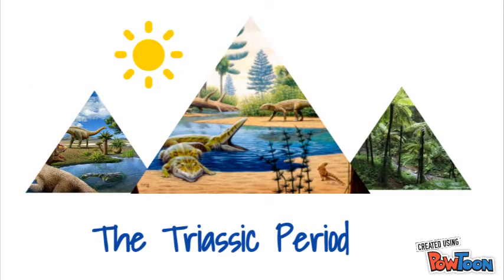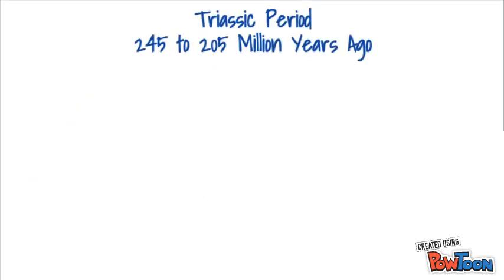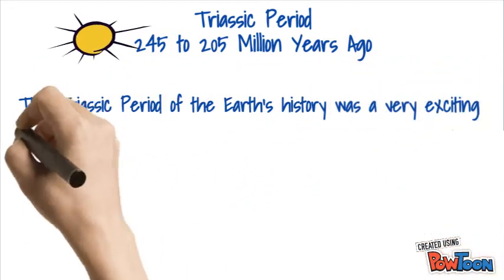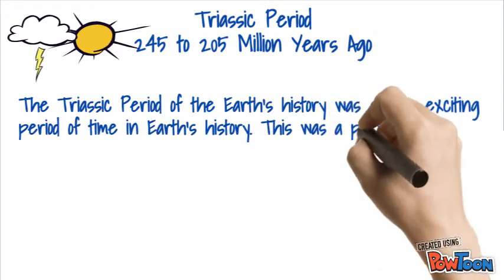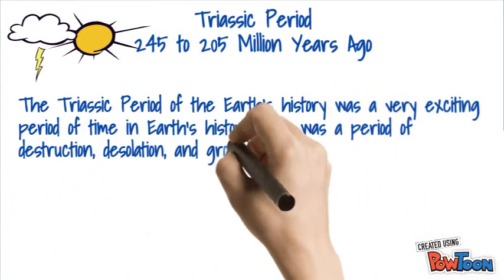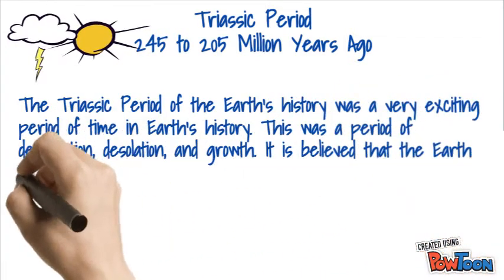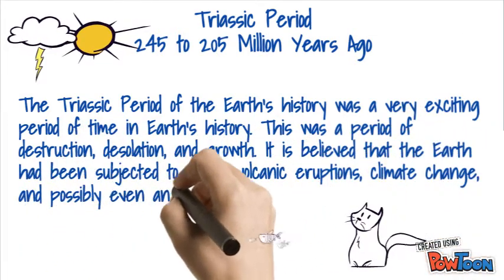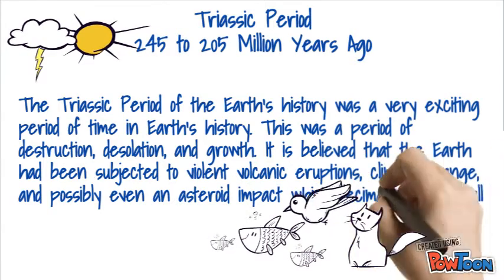The Triassic Period, 205 million years ago to 245 million years ago. The Triassic period of the Earth's history was a very exciting period of time. This was a period of destruction, desolation, and growth. It is believed that the Earth had been subjected to violent volcanic eruptions, climate change, and possibly even an asteroid impact, which decimated 95% of all life on the planet.